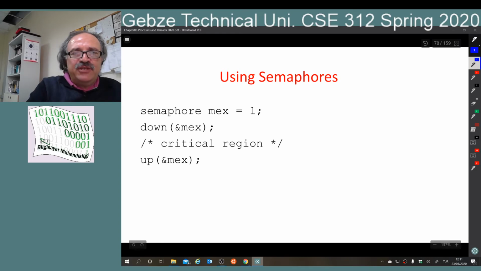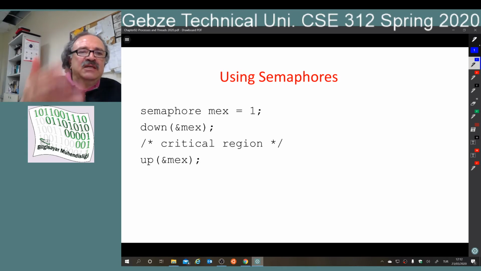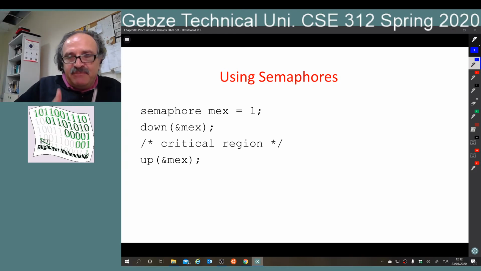What is the advantage of this over the TSL exchange instructions implementation of the spin locks? Of course, these are much more efficient. Why? Because when I enter the critical region, if it is available, then available. Otherwise, I have to wait. I have to wait in a sense that not busy wait, but efficient wait.